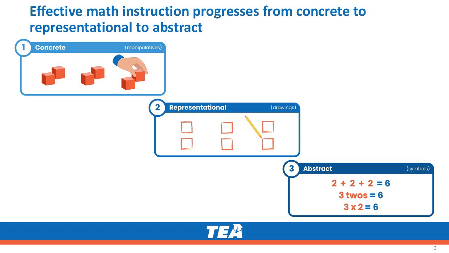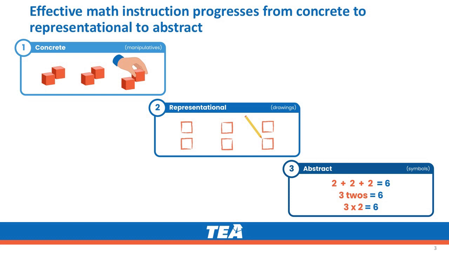Next, represent the problem on paper by drawing 6 circles to represent the cookies and creating equal groups for each friend. Finally, use numbers and symbols to represent the problem using the equation 6 divided by 3 equals 2. Many times children get confused when they get to the abstract representation of numbers and symbols, so going back to representational or concrete will help them build their understanding.